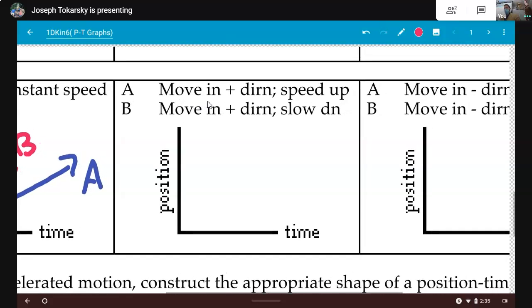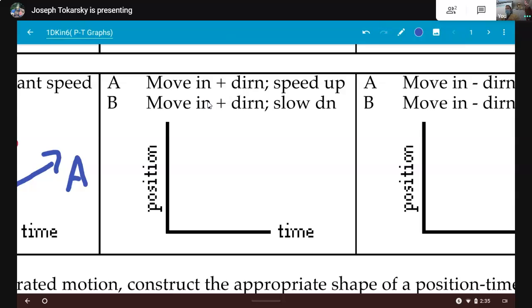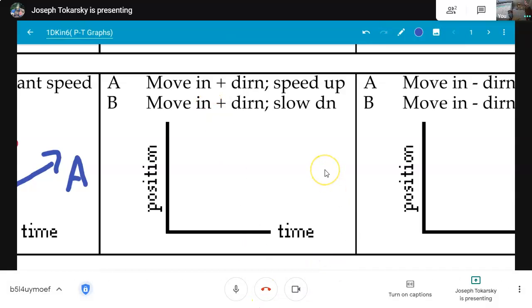Now we're getting way more specific. It tells me speeding up, slowing down, and the direction we're going in. All right, so let's start just a little bit at a time here. Just pay attention. It's really not that bad. Let's just make sense of it.